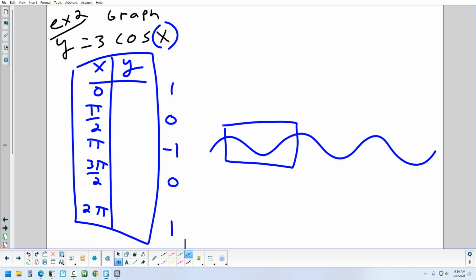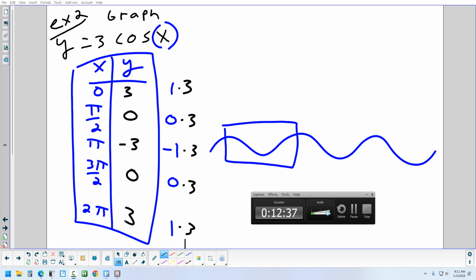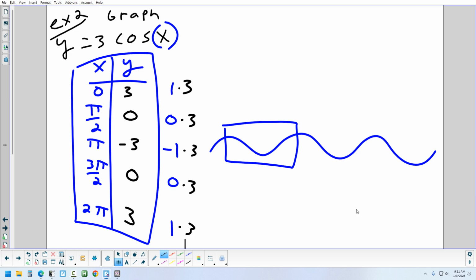Okay. All right, so we've got our x's, we've got our old y's. How are we going to get the new y values? You're gonna multiply that, right? Right, just take the old y values and multiply by 3. Okay, so we're going to get 3, 0, -3, 0, and 3. Those are your new y values. Okay, so there's our table. Any questions on that?